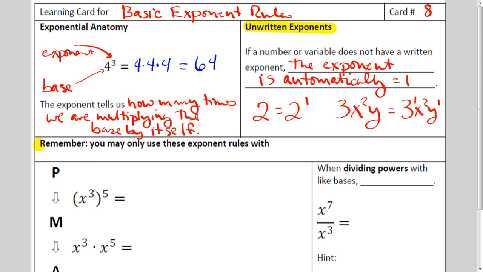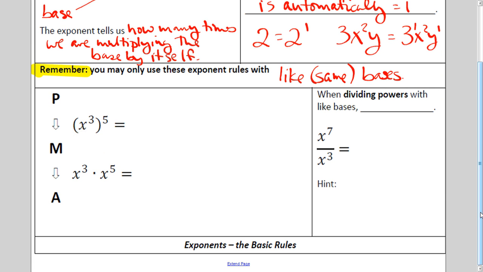Remember here, this is big. You may only use the exponent rules with like, aka same, bases. You can't merge different bases together. It would not be helpful. Again, as always, pause as you need to, rewind as you need to. I'm just going to keep plowing along.